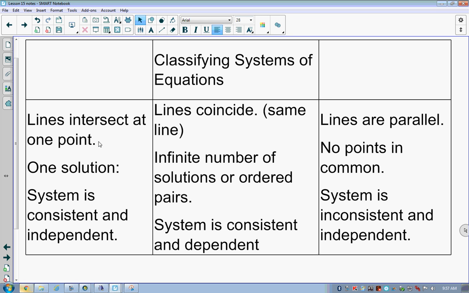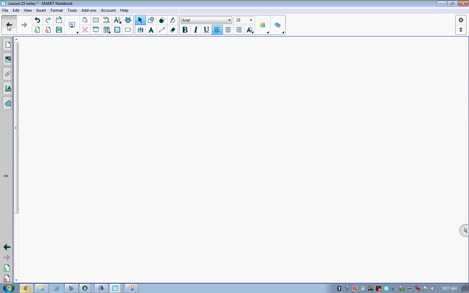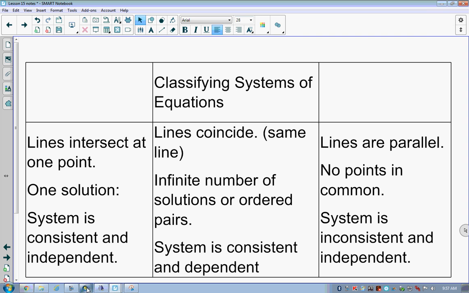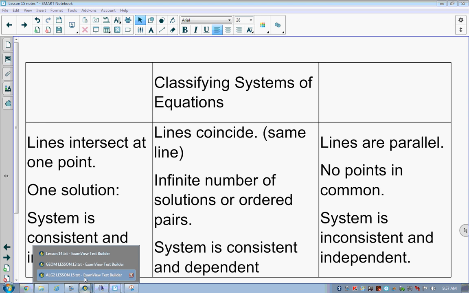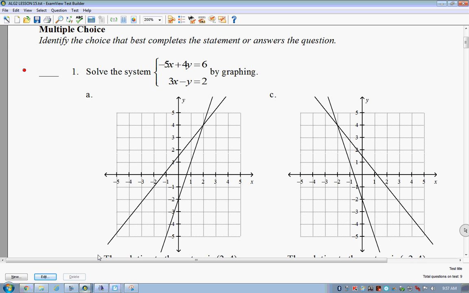Lines coincide, meaning they're the same line, infinite number of solutions or ordered pairs. It's consistent and it's dependent. Lines are parallel, no points in common. System is inconsistent and independent. So if I said something wrong earlier, see the chart. Always go with the chart. You've got the chart in your book and you've got it in your Chromebook now. So that's everything that they give you here. Let's look at some questions.